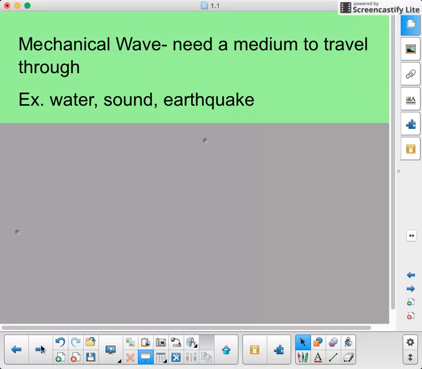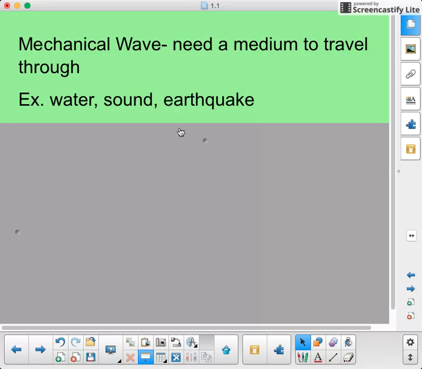A mechanical wave is a wave that has to travel through a medium. Water is an example of a mechanical wave. If you don't have water, you can't have a water wave. Sound waves are mechanical. Sound can't travel through empty space. That's why astronauts have to wear the bubble helmets and use radios to talk to each other. If they didn't have their helmets on and they just shouted at each other, they couldn't hear each other because there's no matter in space.